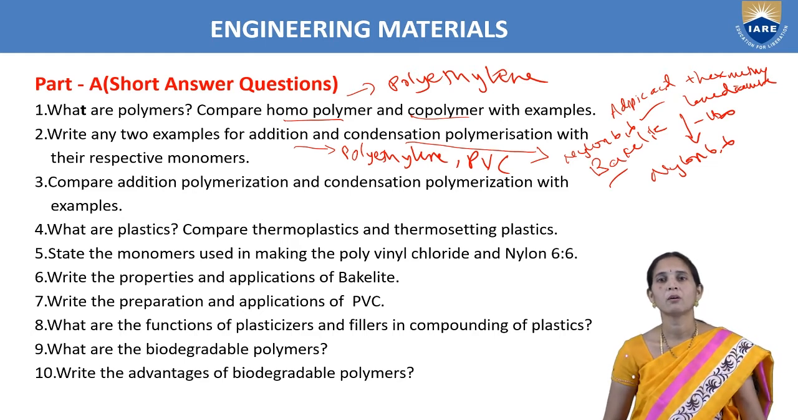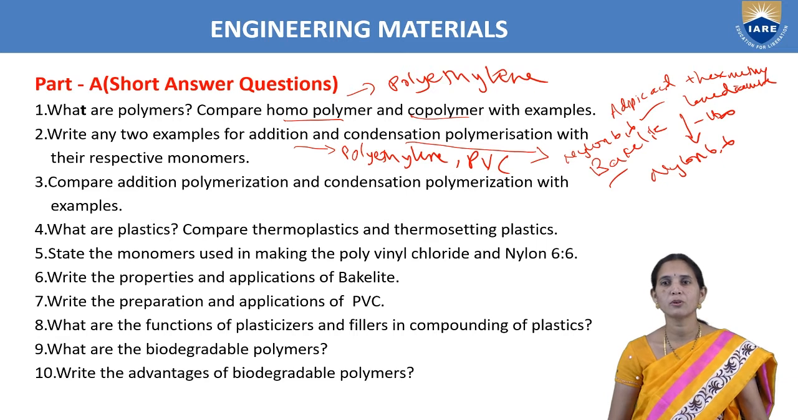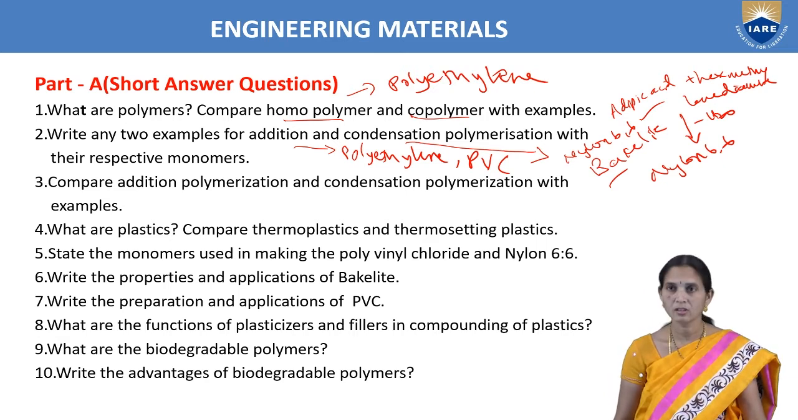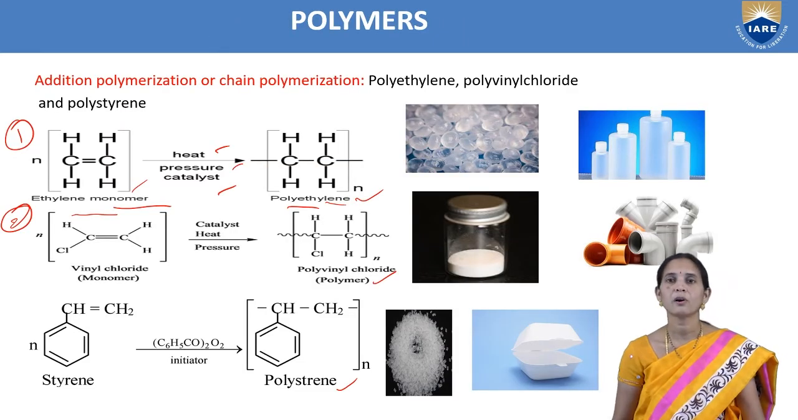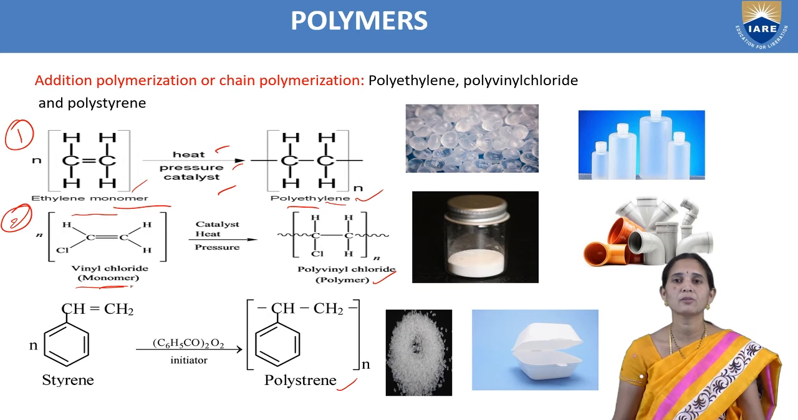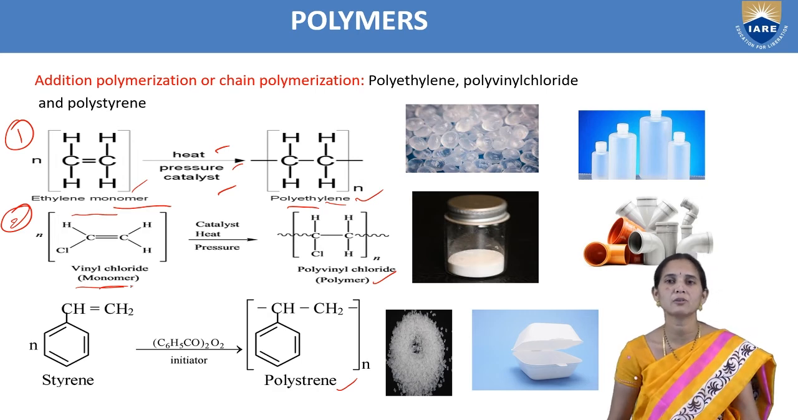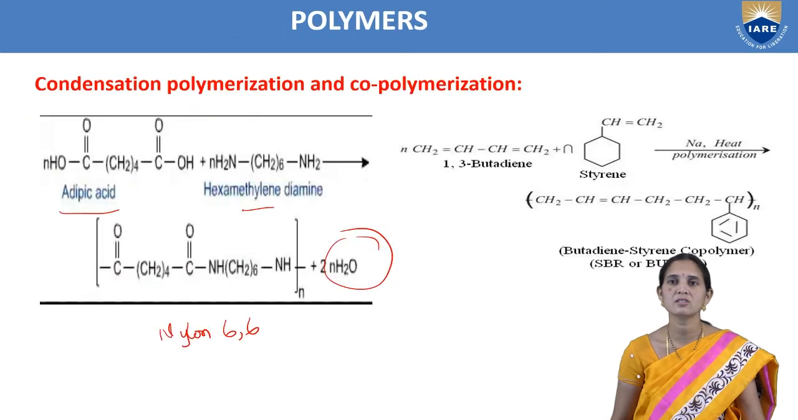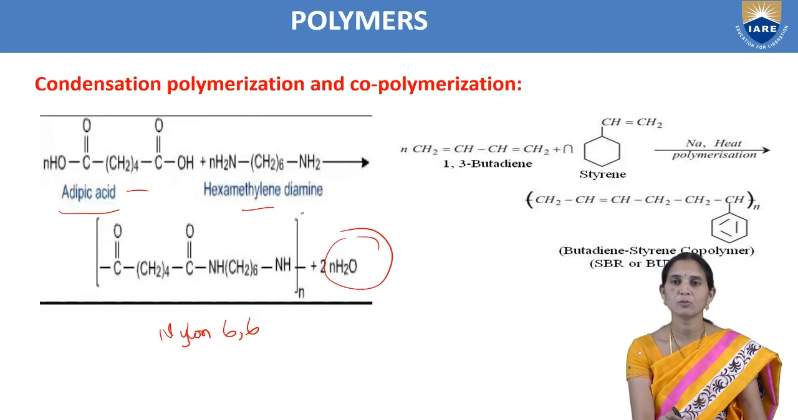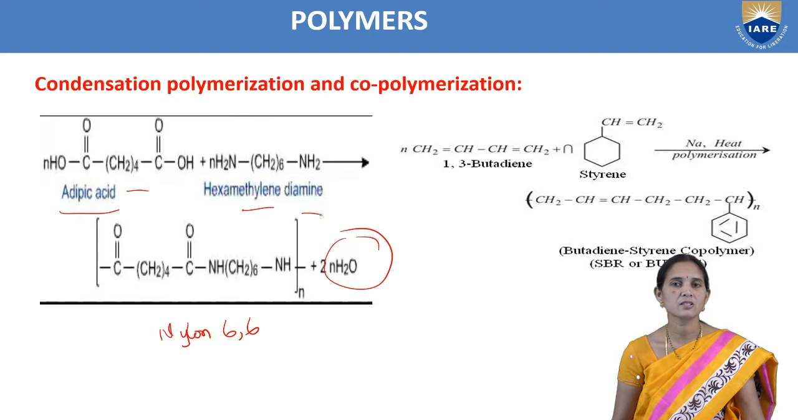So next one, here we have to write the monomers used in polyvinyl chloride and nylon 66. You can see what monomers we used. In polyvinyl chloride we used vinyl chloride, so we have to write the vinyl chloride structure. And for nylon 66, the monomers are adipic acid and hexamethylene diamine, which we have to write.